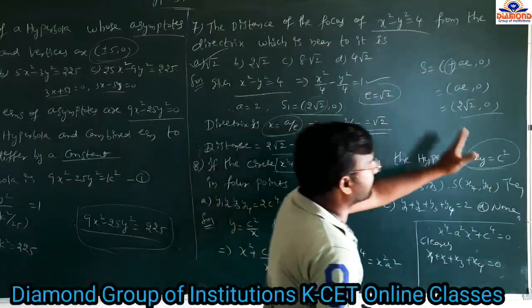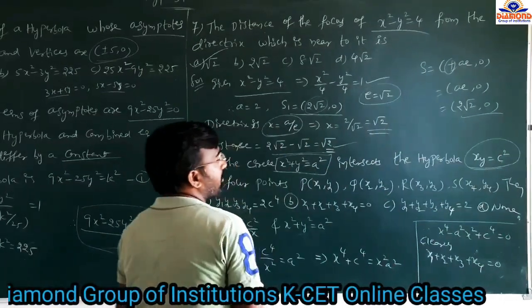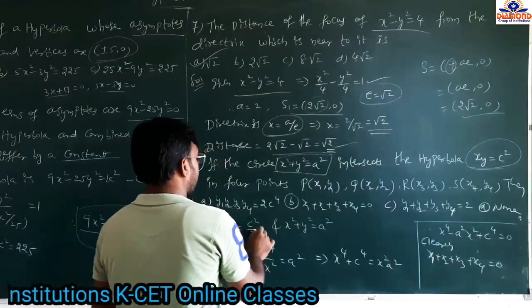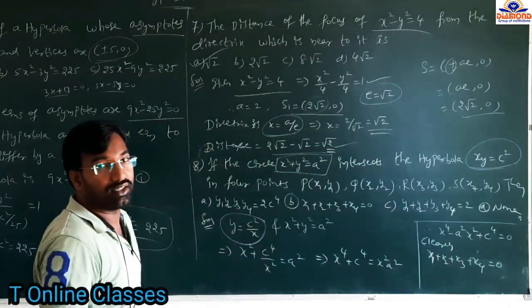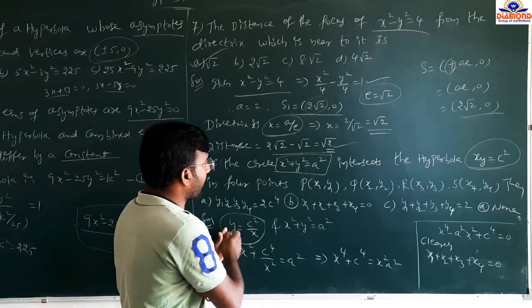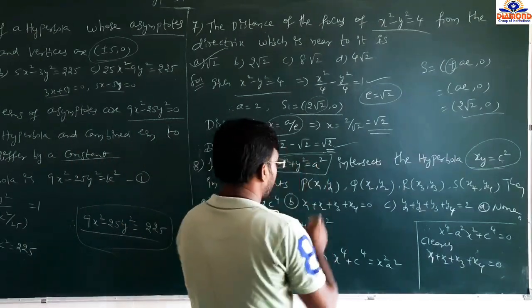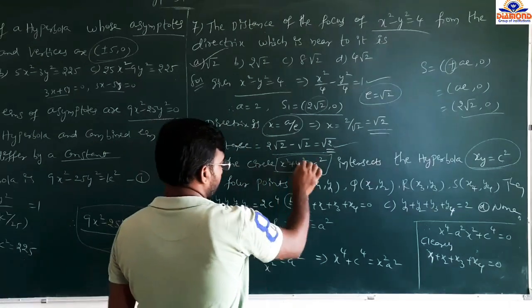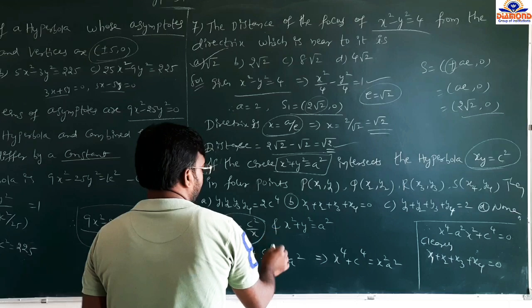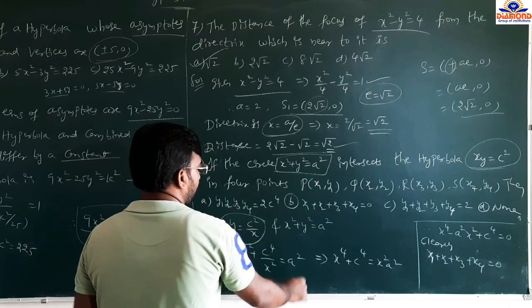Circle intersect the hyperbola. So from the hyperbola xy equal to c square, it is possible to write y equal to c square by x. The hyperbola and circle intersecting. That's why from the hyperbola, y value substitute in the given circle. So in the place of y, substitute c square by x. So what you get? x square plus c square by x whole square, which is c power 4 by x square, equal to a square.